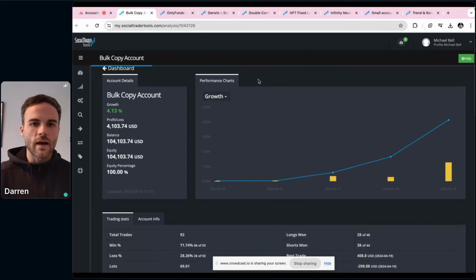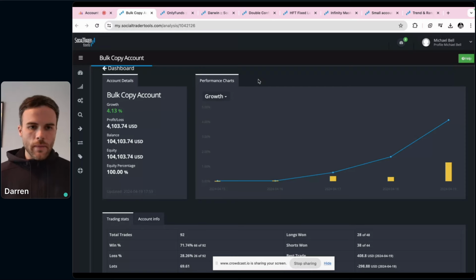But this bulk copy account is basically a collection of sets that I've had running on different master accounts. And they are sets that I've seen go into deep drawdown that I wouldn't feel comfortable running on a challenge or a funded account. And it kind of messes up those master accounts. So I've removed those sets and I've put them all into one account, which is ideal for bulk copying.